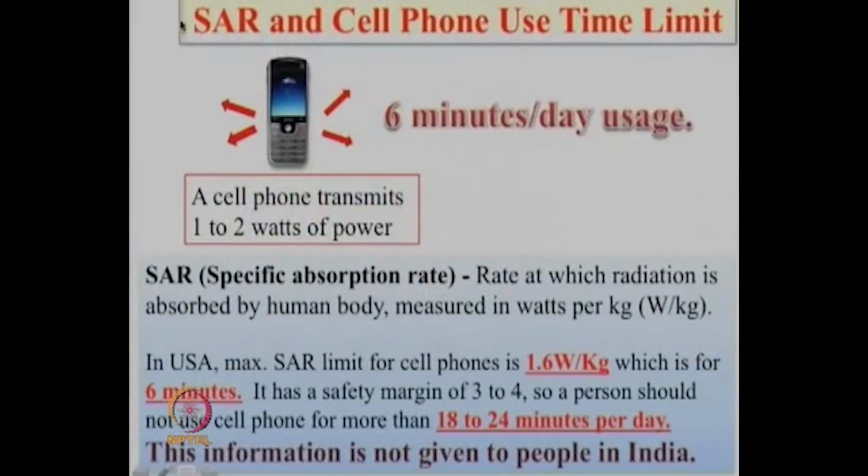A cell phone is defined by its SAR value. What is SAR? It is the specific absorption rate, the rate at which radiation is absorbed by the human body, and it is measured in watts per kg. The limit has been set at 1.6 watts per kg. This limit was set in 1998, when cell phone usage per minute was very expensive, and it was set for 6 minutes. So today when we say a cell phone is safe, it is really safe for about 6 minutes.